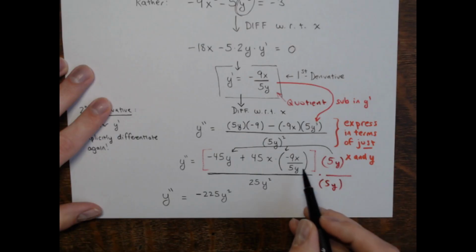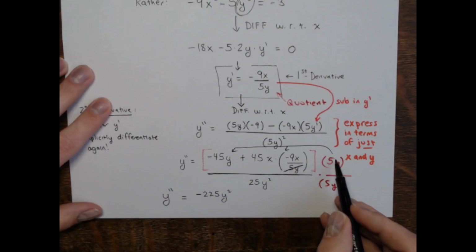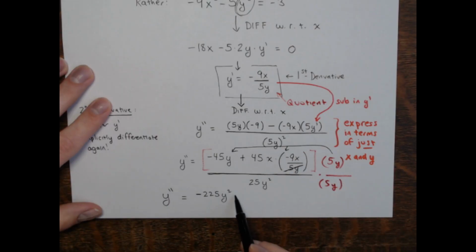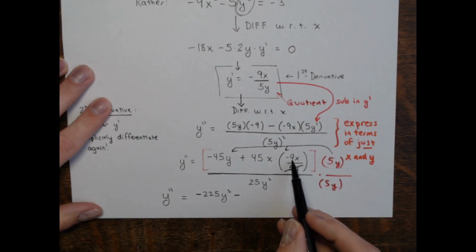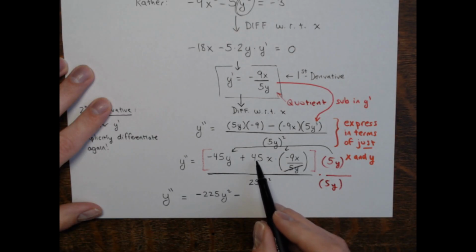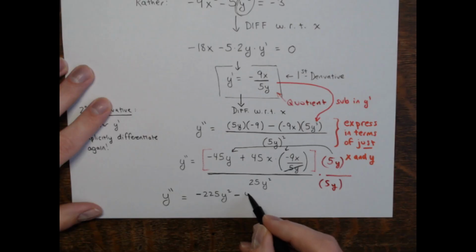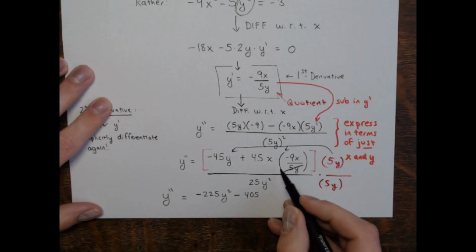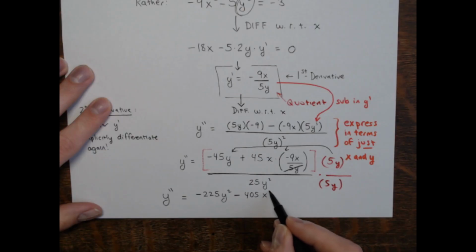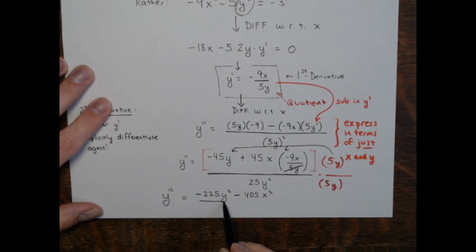And then 5y times this next thing will cancel this 5y down here, right? So that's the whole point of this. So then we have minus 9 times 45, 360, and 45, so minus 405x squared. And then all this, divided by 5y times the 25y squared down here, is 125y cubed.